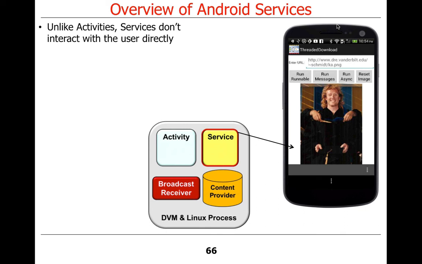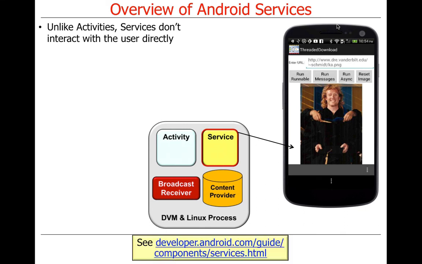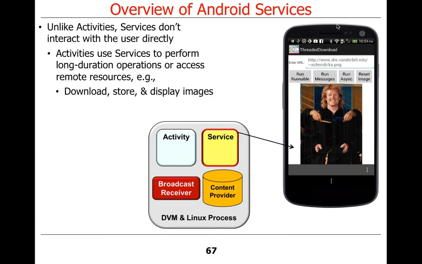Conversely, services don't interact with the user. You can take a look at this link to find out more about what services do in fact do. Instead, although you can also have other things besides activities, most commonly activities use services to perform these long duration operations, things that would otherwise block the user interface. They're also often used to do things that go across the network, which typically take a variable amount of time or a potentially long amount of time to run.